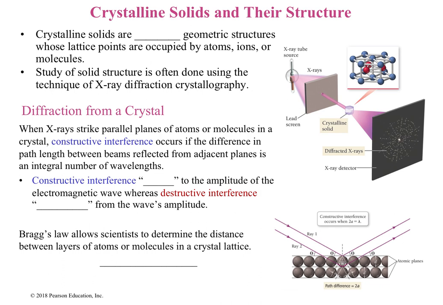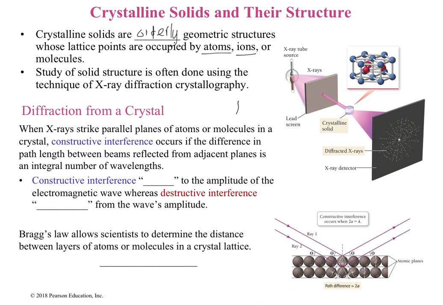In general, crystalline solids, as we mentioned last chapter, are solids that have an orderly geometric pattern, and their lattice points, or where their order is occupied, are occupied by either atoms, ions, or molecules. Scientists study these materials using different types of light techniques, such as X-ray diffraction.